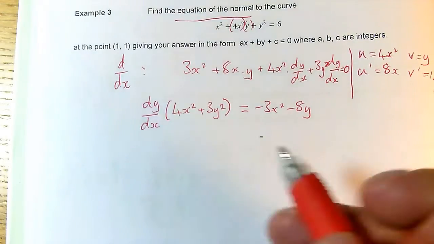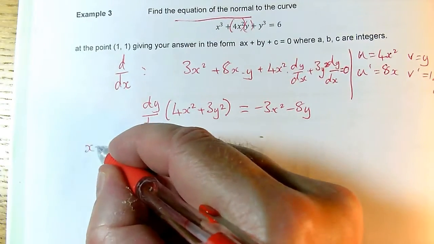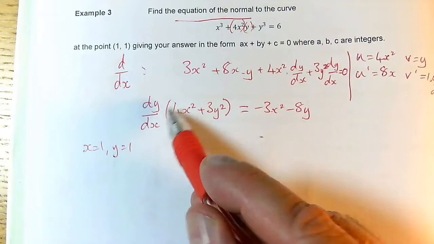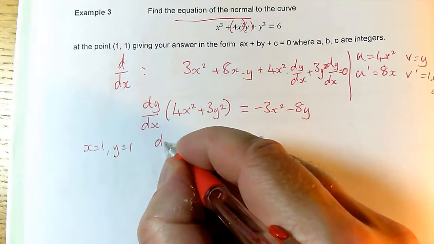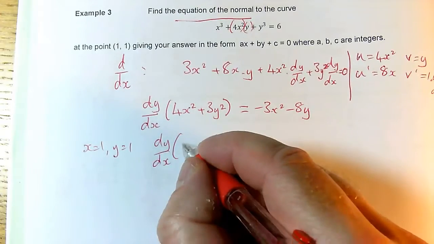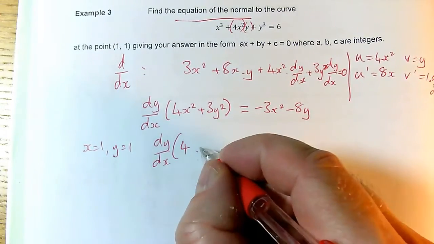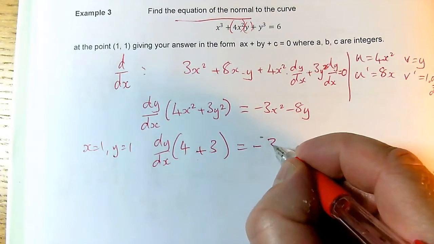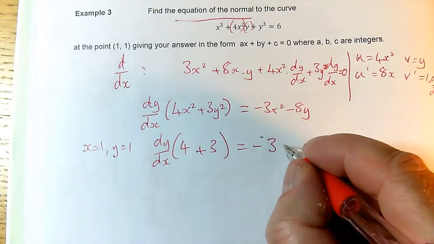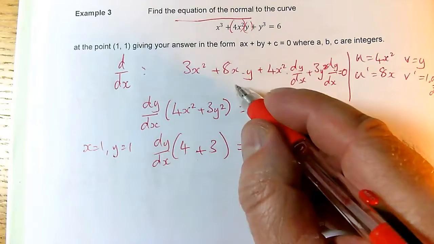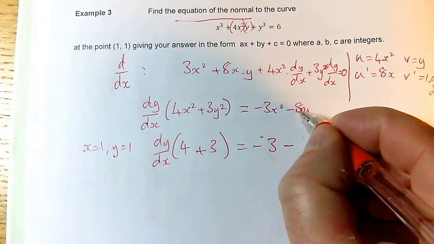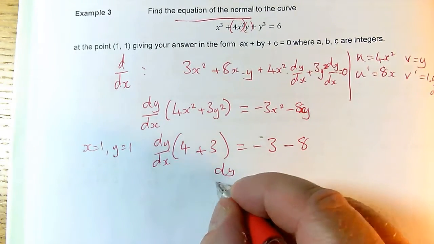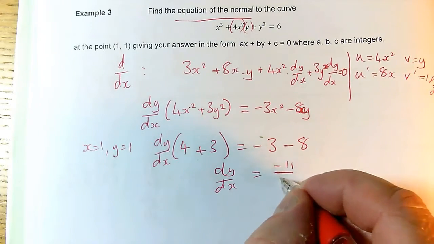Okay, but at any stage I can put in x is 1 and y is 1. I'm going to do that now actually: x is 1 and y is 1. If I wanted dy by dx as a fraction, I'd divide this algebra by this algebra, but I'm going to put my values in. So dy by dx times 4x squared, which is just 4 because x is 1, plus 3y squared, which is just plus 3 because y is 1, equals minus 3x squared, which is minus 3, minus 8y, which is minus 8. That should have been 8xy, shouldn't it? But it's not going to make a difference here because x times y is still 1. So it's minus 8, which is minus 11. So dy by dx is minus 11 divided by 7.